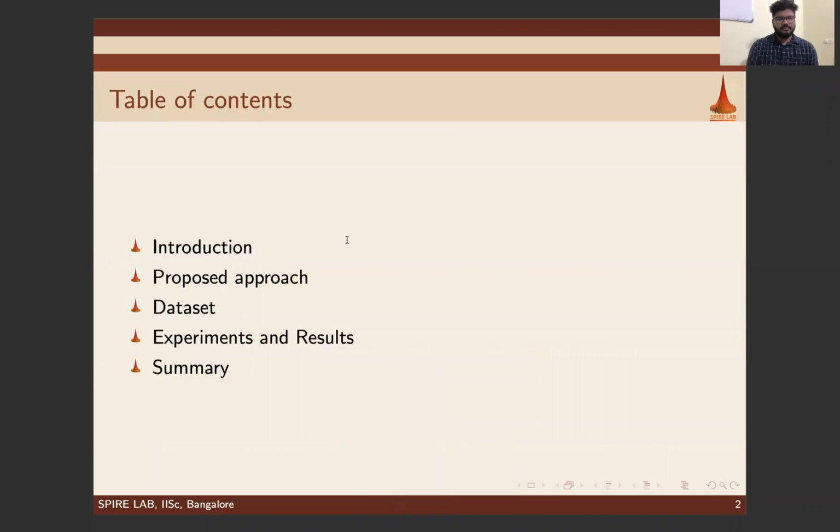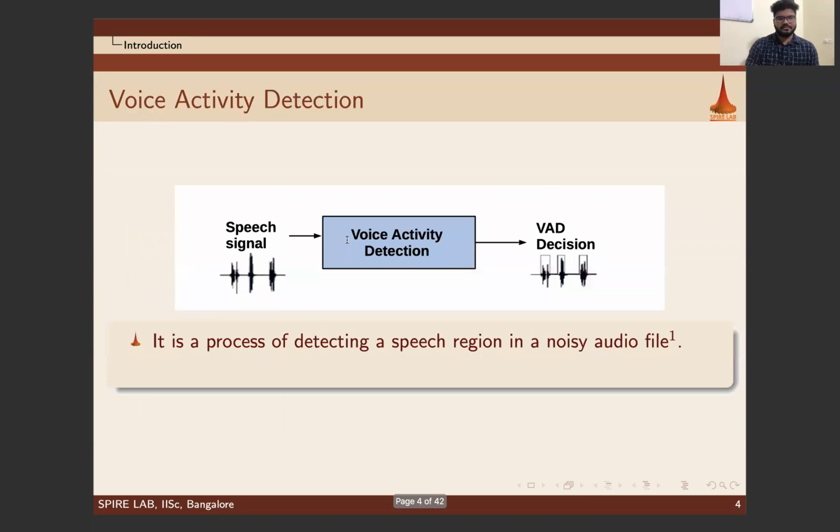So this is the outline of my presentation. First, I'll be introducing the problem. Then I'll discuss the proposed approach. Then I'll give details about the dataset. Then I'll explain the experiments and results we got. Then I'll conclude with a summary. So let's begin with the introduction.